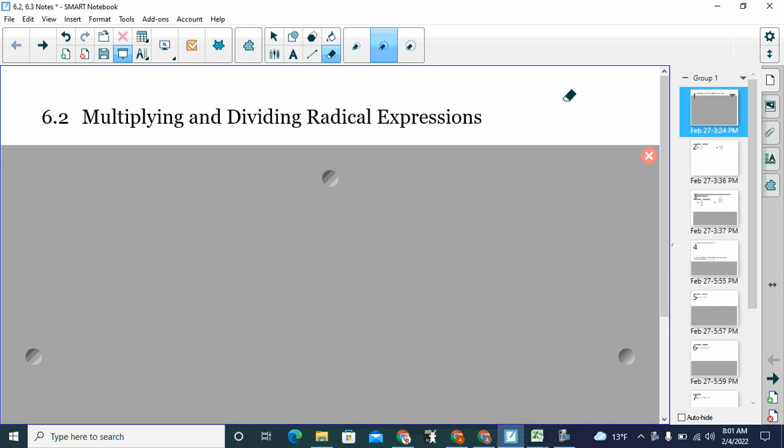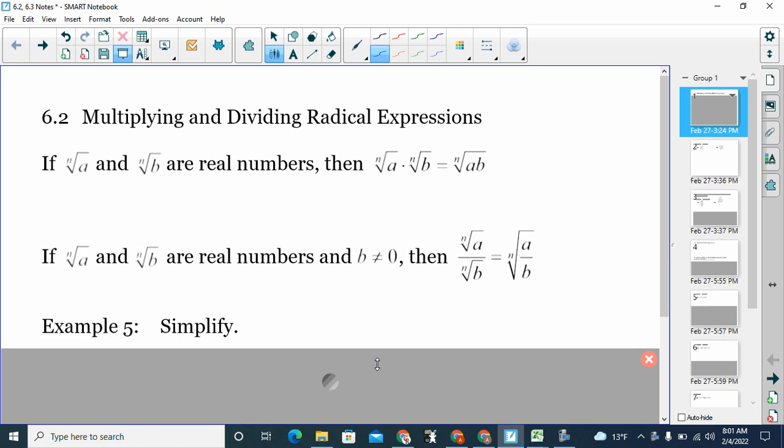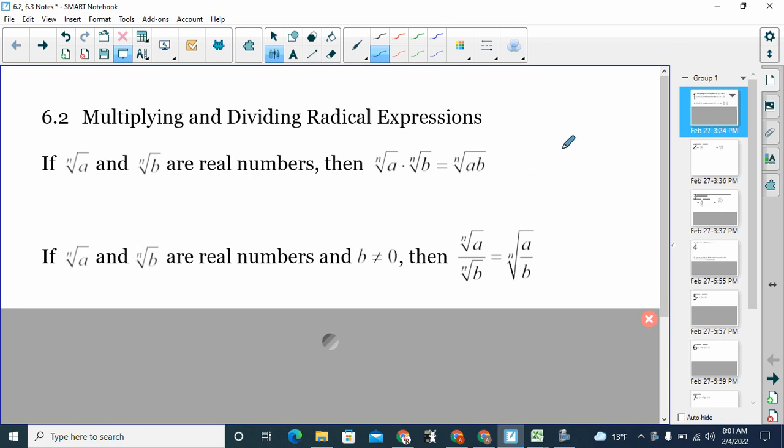These are notes from section 6.2 on multiplying and dividing radicals, as well as 6.3, which is on adding and subtracting them. We have two properties here in section 6.2. Both of them are very similar. It says if the nth root of a and the nth root of b are real numbers, then I can multiply the nth root of a and the nth root of b by just multiplying their radicands and keeping the index the same. Same thing if I divide. I divide the radicands, the index stays the same.